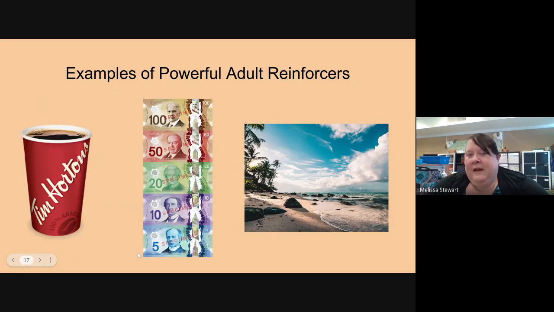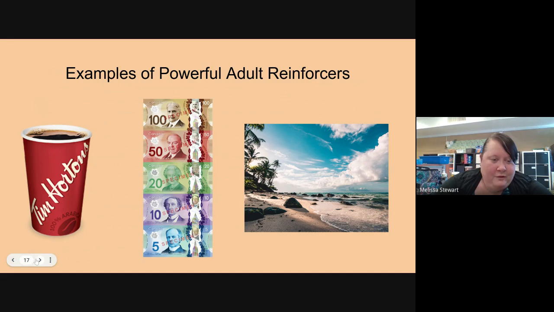Here are a few examples of powerful adult reinforcers. What do we work for as adults? We all have our own reinforcers. I don't drink coffee, but I will work for money, like many people will, or a vacation, for example. We all have our own ideal reinforcers, and so do your children.